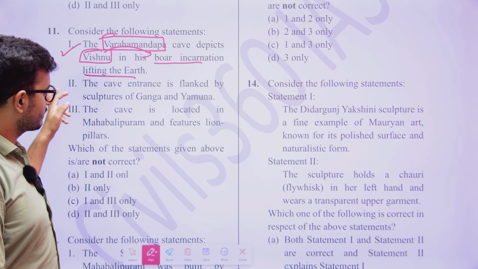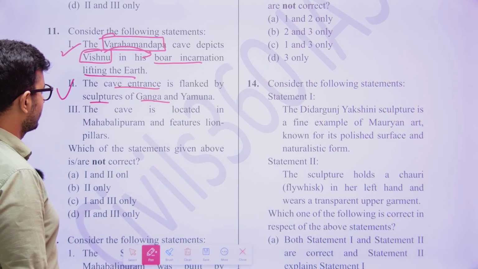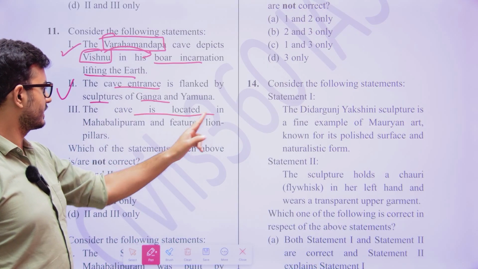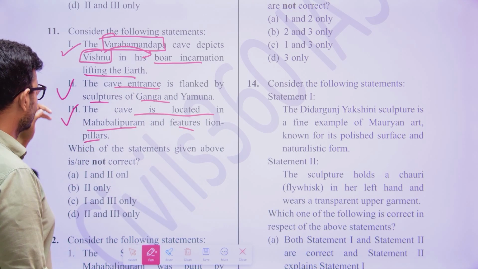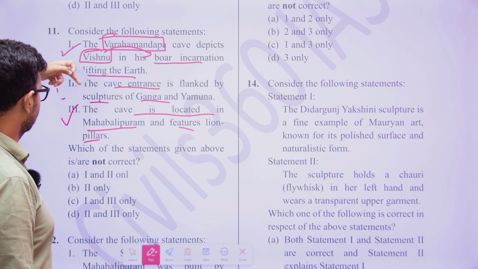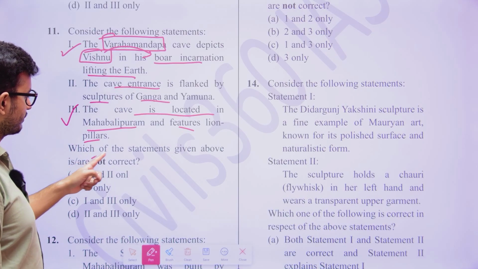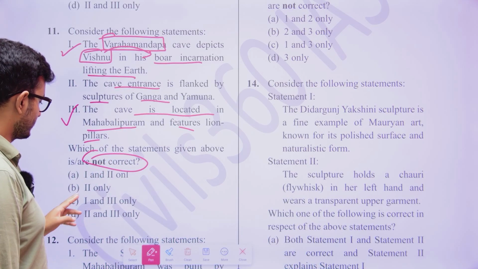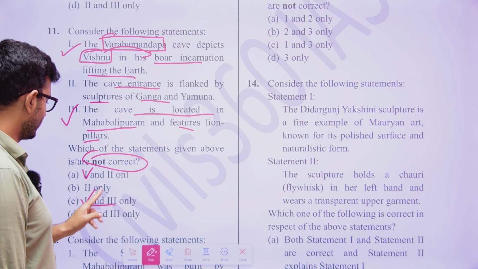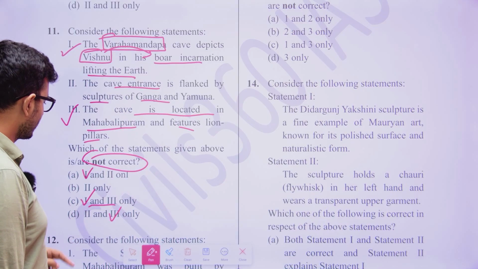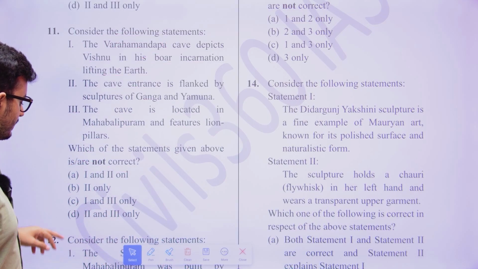Then the cave entrance is flanked by sculptures of Ganga and Yamuna. And the third one is the cave is located in Mahabalipuram and features lion pillars. Yes, it is located in Mahabalipuram. So 1 and 3 are correct, and we have to find which one is not correct. There are only two statements left, and we know 1 and 3 are correct. So which is the remaining option? Only 2 is incorrect. So the answer here becomes only 2.